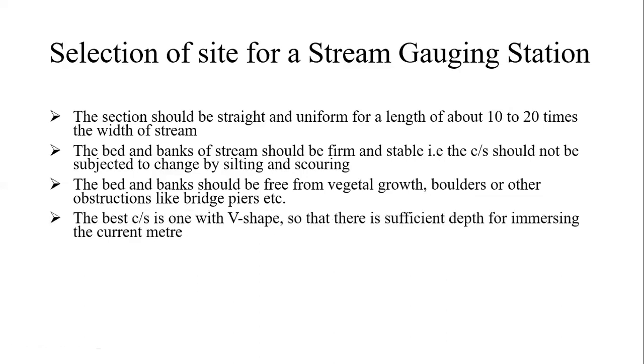Next parameter is: whenever we consider a site for stream gauging, it should have a V shape. It should have a V shape. Why V shape? Because if the cross section has a V shape, in that case the flow depth will be more, and it will be easy to measure the velocity by a current meter.